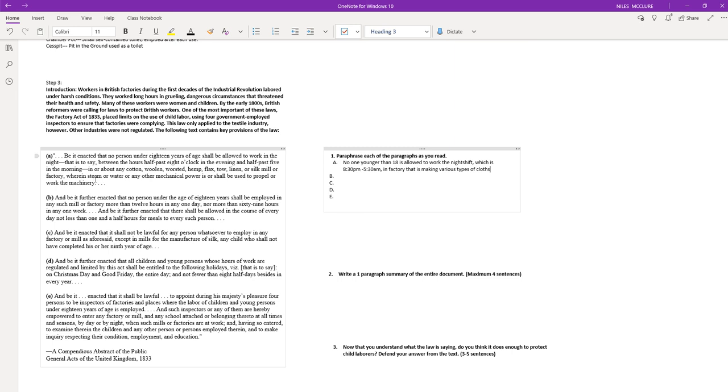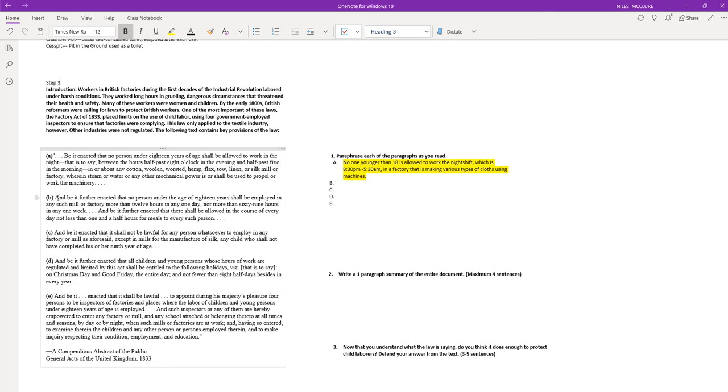Okay. Wherein steam or water or any other mechanical power is or shall be used to propel or work the machinery. Okay, so they don't want people who are of this age to be working the night shift, particularly when they're around machines that are making cloth. Okay, so no one younger than 18 is allowed to work the night shift, which is 8:30 p.m. to 5:30 a.m. in a factory that is making various types of cloths using machines. Okay, so now we have a version in everyday, normal, kind of our time period language that is saying the exact same idea as the first paragraph. So in that case, I would be done. I would go ahead, I would highlight that in yellow, and then I would move on and work on paragraph B.